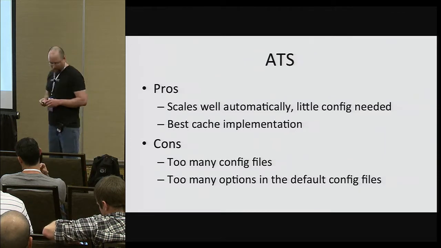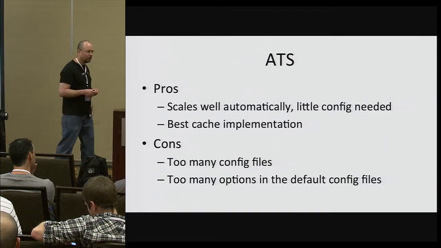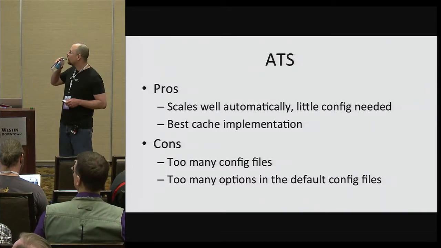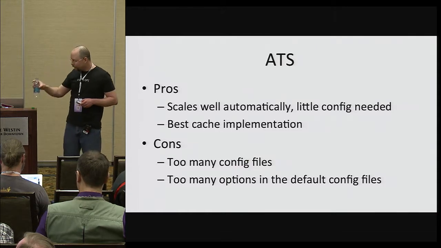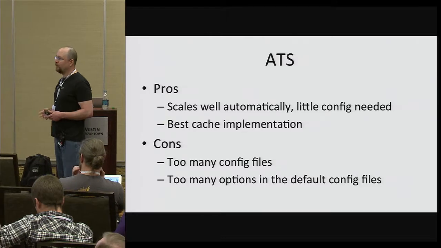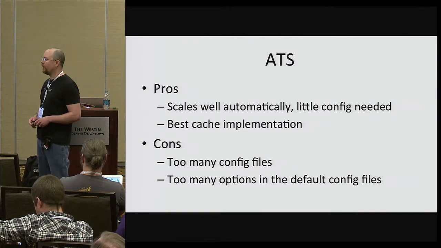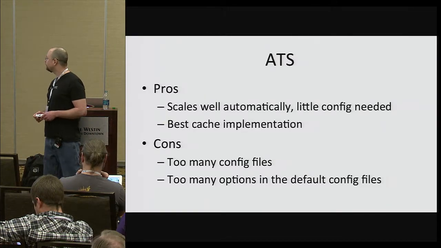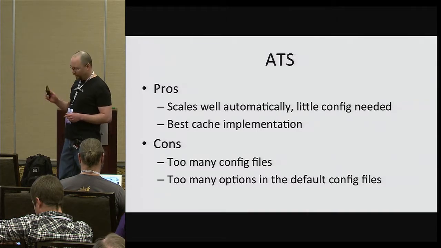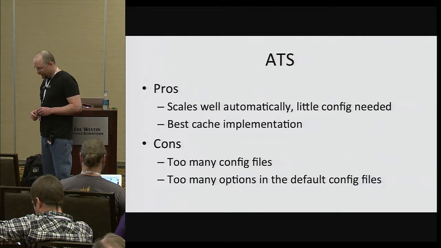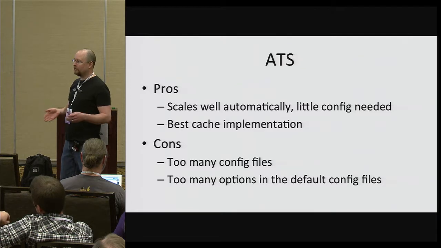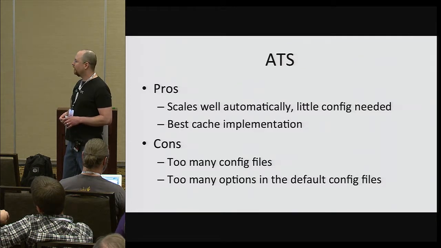So I'm just going to go through some of the pros and cons of the different proxy servers. So ATS, the pros: it scales well and scales well automatically. Little configuration, like I showed, it's just 3 lines. And I believe it has the best cache implementation. I didn't really go over this in a lot of detail, but ATS uses what's called a cyclone cache. That's what it's called in ATS. It's very much like a log-based file system.